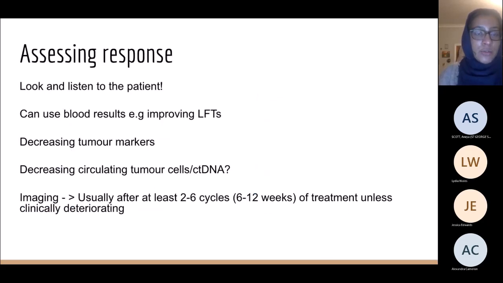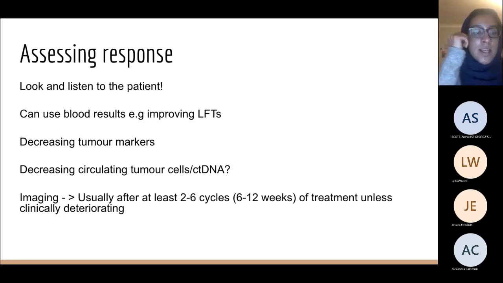In general, though, when you're assessing someone's response to cancer treatment, first and foremost, like with anything, you need to look and listen to the patient. Do they look better? Do they feel better? Do they say that they're feeling better? That's one of the main things you need to look at to see if someone is improving or responding to their treatment: the patient themselves, obviously. Again, you can look at blood results, looking at certain blood markers, like the tumor markers and different blood test results.